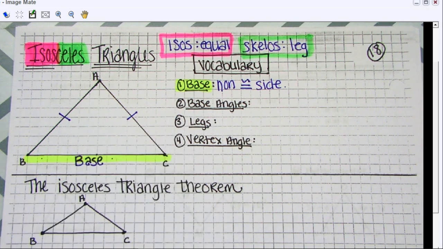The base will not always be on the bottom. The way that you determine if it's a base is if the triangle has a side that's not equal to anything. That's a base. So when we get into the algebra of all of this, to find the base, you look for the non-equal side. Once you find the base, you can label the rest of the triangle.